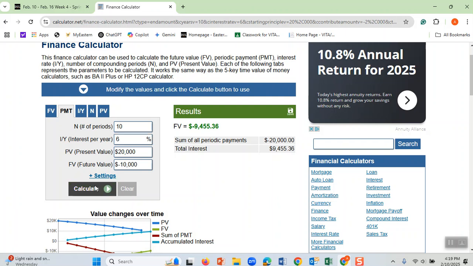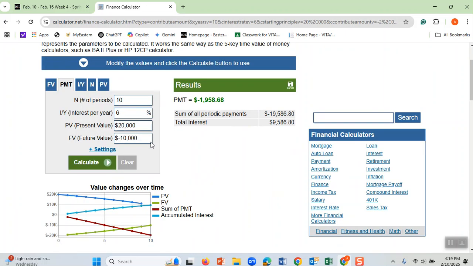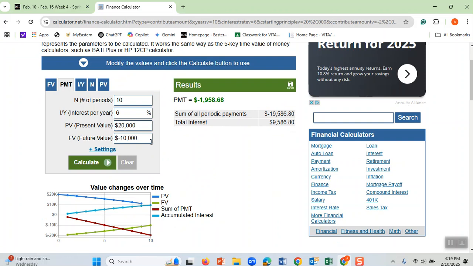Therefore, the dealer tells you, let me do the calculation, and what happens is that you have a payment to pay to the dealer. How much would your payment be? It will be, if you pay $1,958 every year, what happens is that at the very end, you will still owe $10,000.